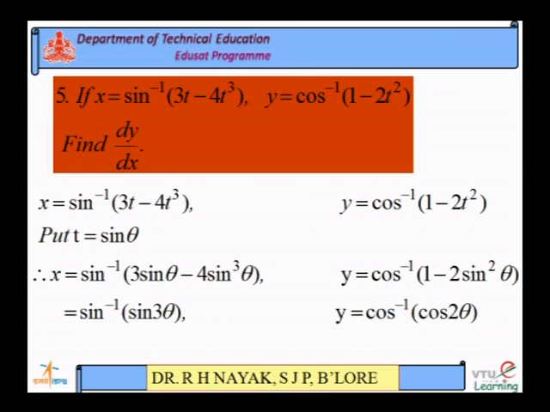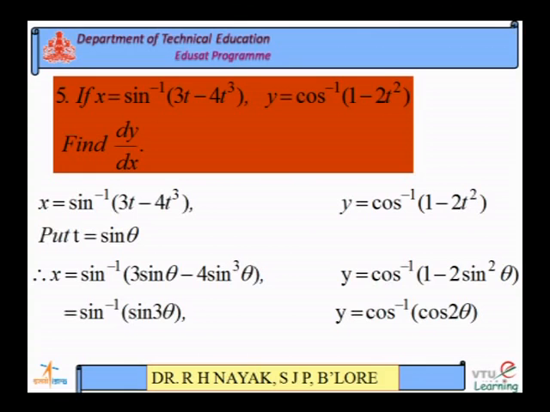You see the question: x is equal to sin inverse of 3t minus 4t cube, and y is equal to cos inverse of 1 minus 2t square. Here if you go according to the inverse trigonometric functions differentiation, it is to be treated as sin inverse of a function, and it goes lengthy. That is why if you go for the substitution method, you will get the answer very directly. Therefore, what I am going to do? I take t is equal to sin theta. According to that substitution method, this is reduced to a very simple form.